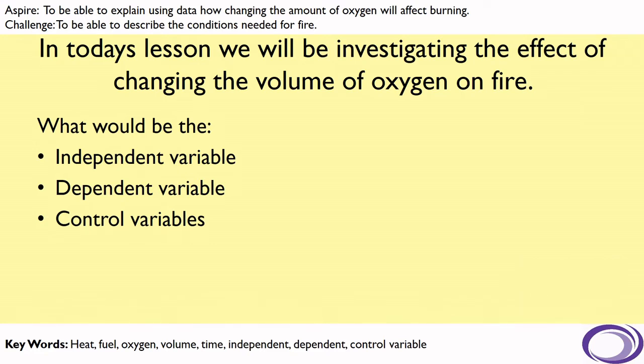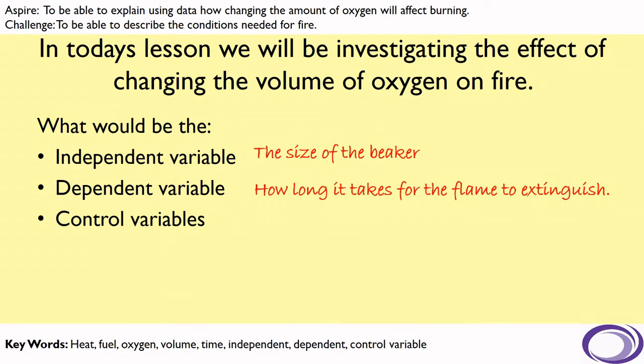So our independent variable will be the size of the beaker. Our dependent variable will be how long it takes for the flame to extinguish. And our control variables will be the same fuel. We need to make sure that we are using the same fuel each time, and the same material that the beaker is made from, as some may be more porous than others.